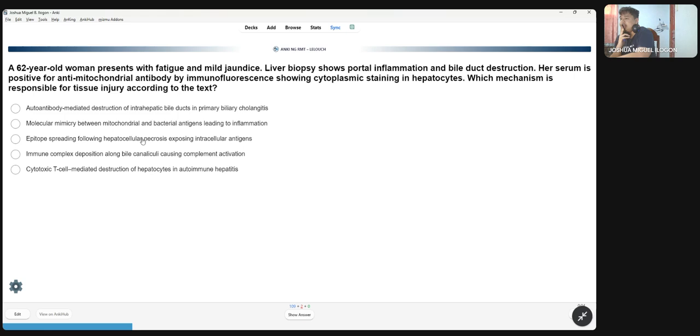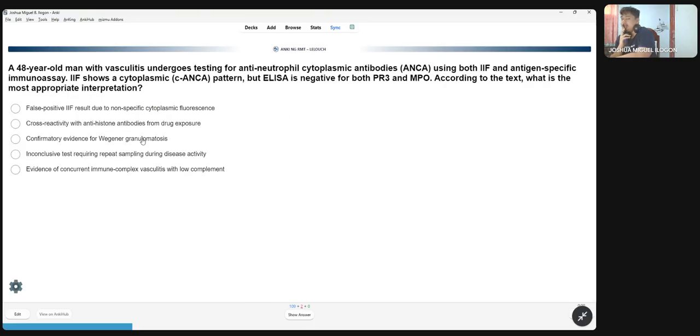Fatigue, nausea, portal inflammation, receives positive antimicrobial. That's your autoantibody mediated destruction. As long as it's PBC, anti-mitochondrial antibody.